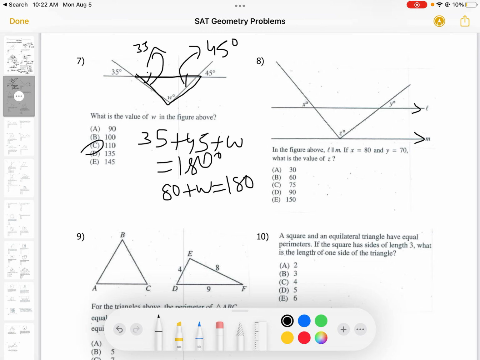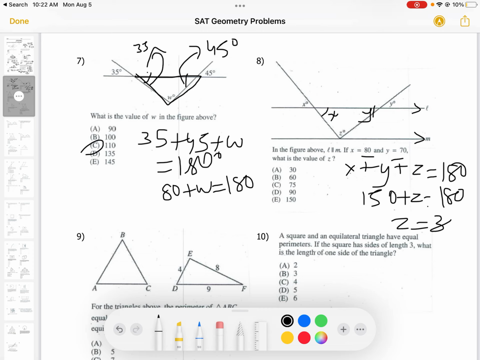Okay. So x is equal to 80, they say. So then this will also be equal to x by vertical angles, and this will also be equal to y by vertical angles. And now we want the value of z. So x plus y plus z is equal to 180. Now what's x plus y? X plus y is 80 plus 70. That's 150. 150 plus z equals 180. So z equals 30. And we're done.